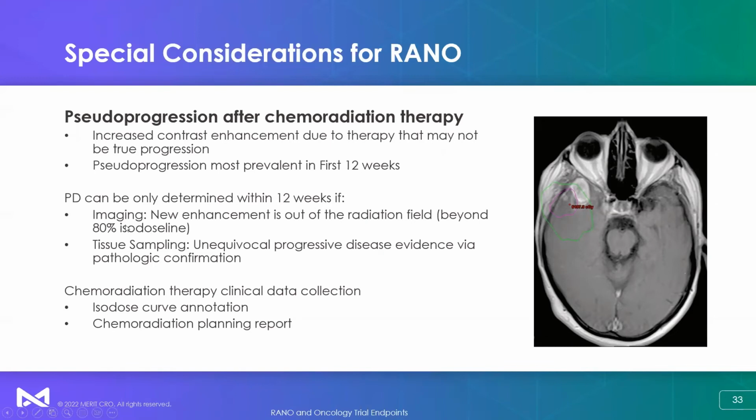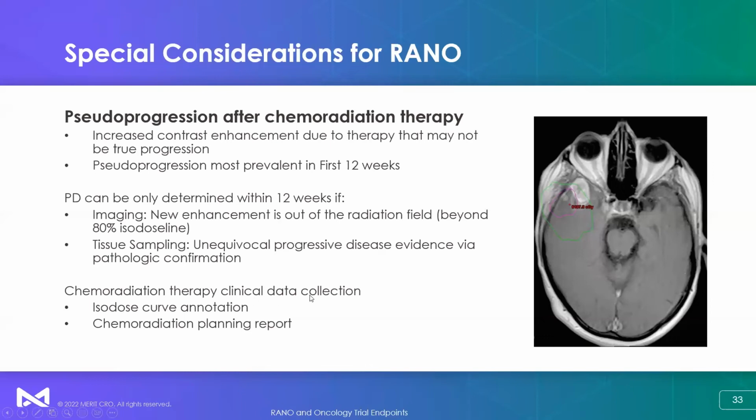within the 12 weeks, by MR imaging, there is any new enhancement out of the radiation field. And they mentioned the 80% isodose line. So anywhere out of the actual treatment field could really indicate a true progression, not because of chemoradiation. And then also tissue sampling of the actual field really showing the unequivocal progressive disease by pathology confirmation. So either case can be a progressive disease. So these can be important.